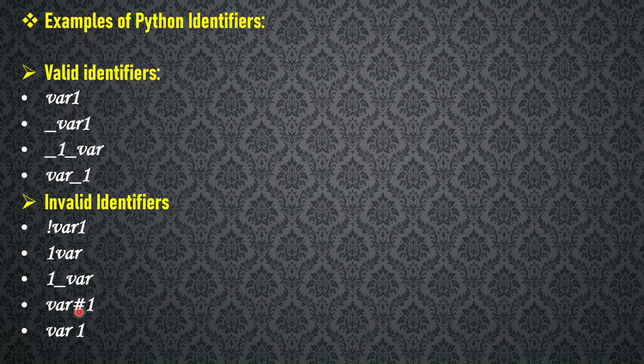And here, this name contains a special character in the middle other than the underscore. So this is also invalid. And here also, if you can see between where and one, we have a white space, which is not allowed in an identifier. So this comes under invalid case. So these are some of the examples.